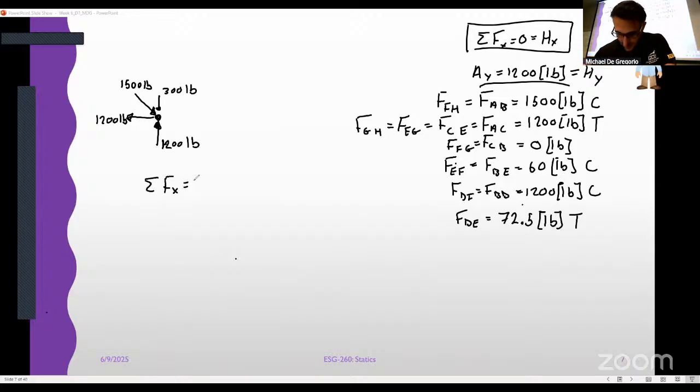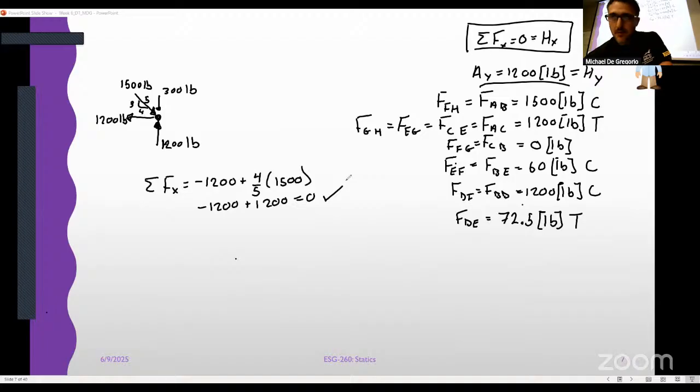In the x direction, I've got negative 1,200 plus 4/5 of 1500. Check. Nailed it. Sum of force in the y direction: 1200 minus 300 minus 3/5 of 1500. Okay.